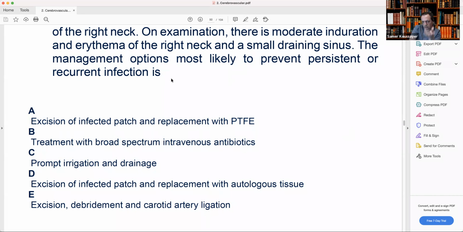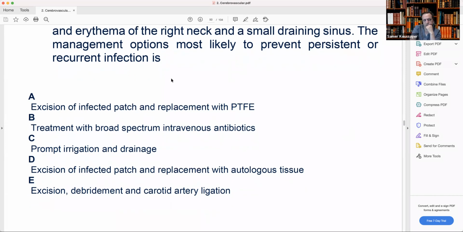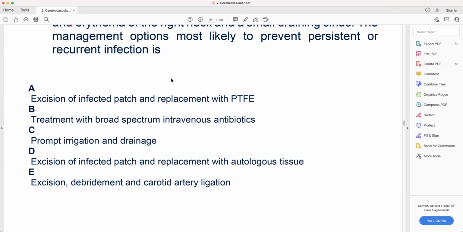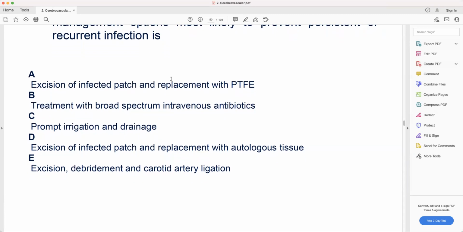So antibiotics, yes, we're going to give them. It may buy more time, but the moment you stop, it's going to come back because the foreign body has to come out. So it's not good for persistent or recurrent infection. Next one, prompt irrigation and drainage. We have to remove the source, so drainage alone is not enough. Excision of infected patch and replacement with autologous tissue, yes.